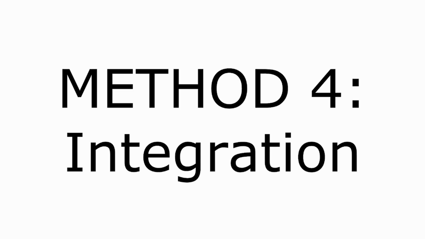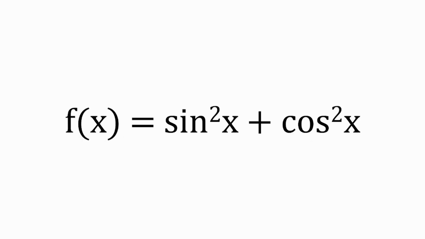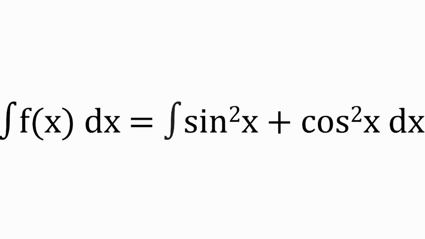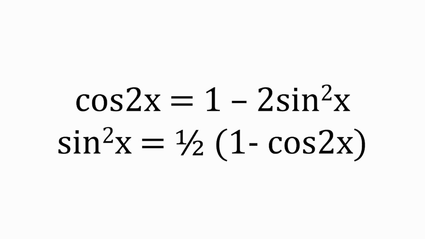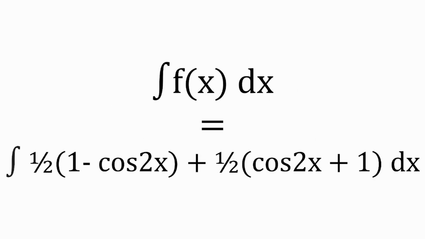Method 4. Integration. Doing the opposite of the last one, now let's integrate f of x with respect to x. To do this without using our knowledge that the function is just the constant 1, we need to use our double angle formulae. cos2x equals 2cos²x minus 1, so cos²x equals a half (cos2x plus 1). cos2x also equals 1 minus 2sin²x, so sin²x equals a half (1 minus cos2x). Subbing these into the integral, the cos2x terms cancel out.